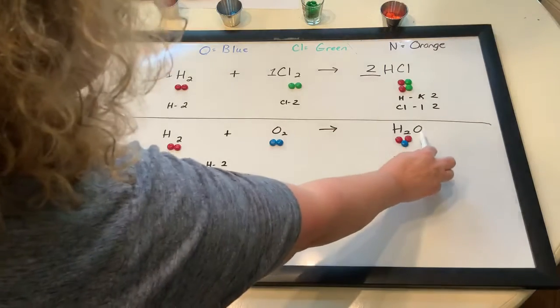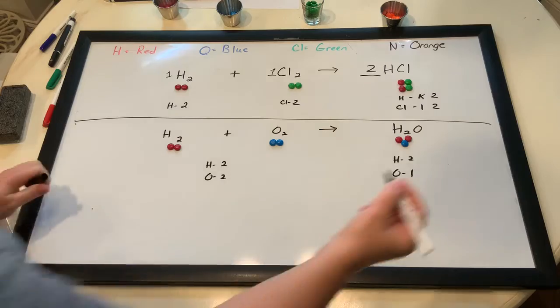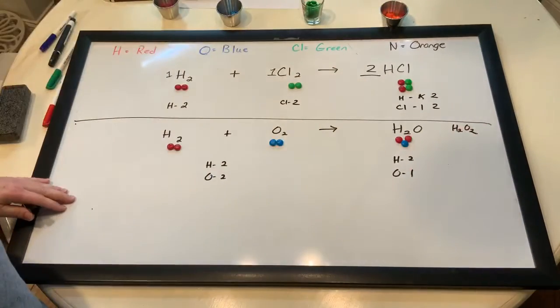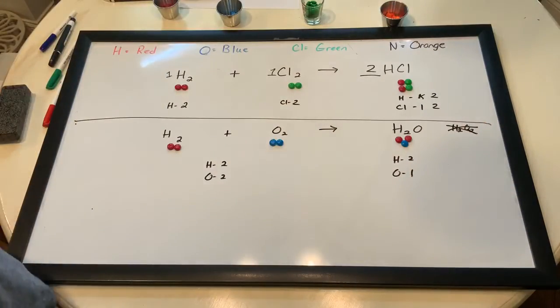Am I allowed just to add an oxygen there? Absolutely not. If I did that, H2O2, you've now changed that water to hydrogen peroxide. You drink this, you're going to die. So you cannot just change the formula. You have to keep the formula the same.